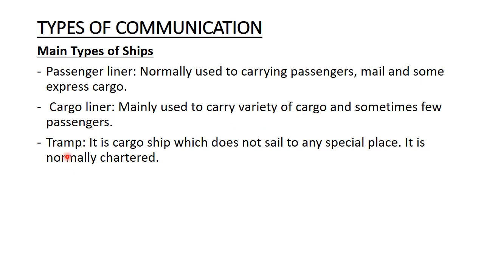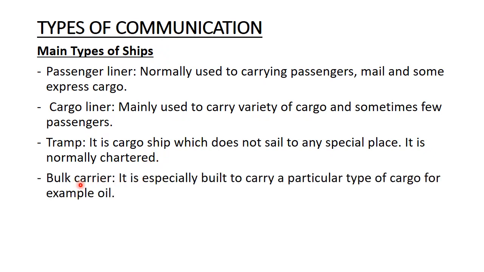The other one is called a tramp. So a tramp is a cargo ship which does not sail to any special place. It is a cargo ship, meaning that it is used to carry cargo, but it does not sail to any specific place. Okay, it is normally chartered. To be chartered means it is rented. You can rent it. Okay, we're going to learn more about chartering later.